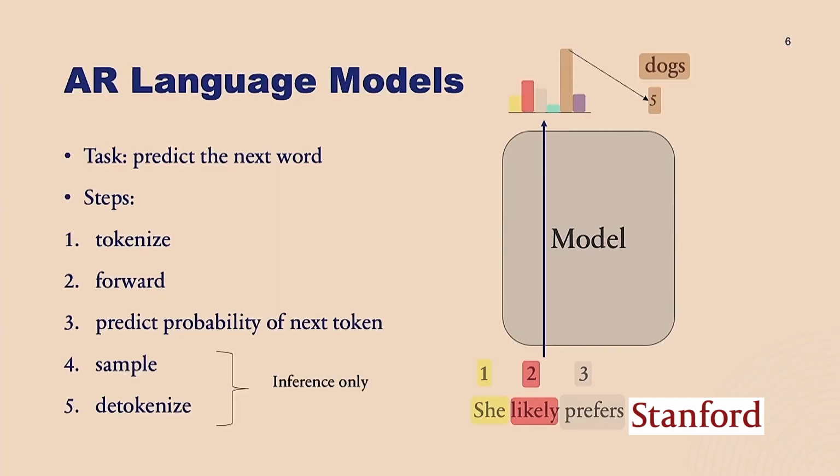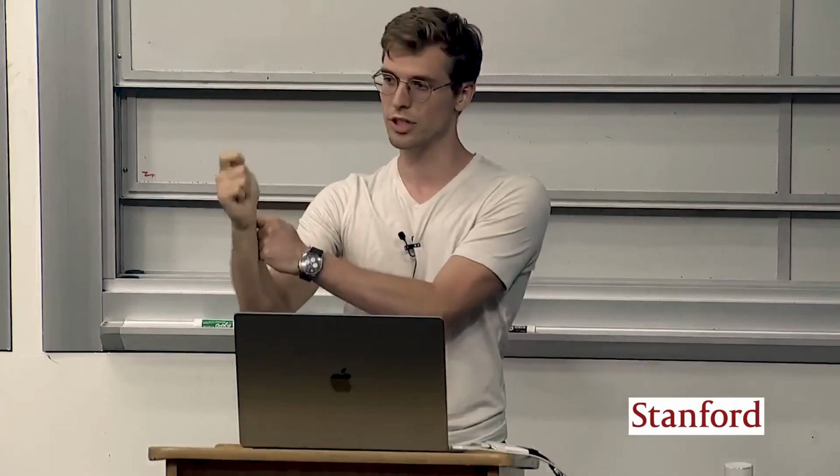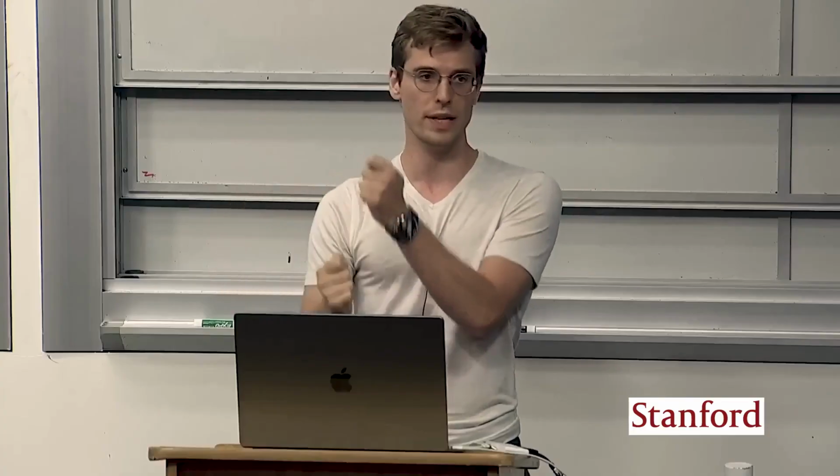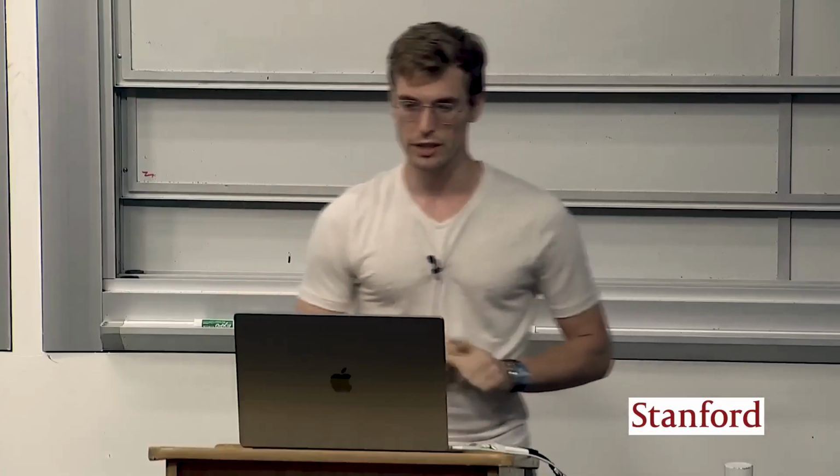One thing which is important to note is that the last two steps are only needed during inference. When you do training, you just need to predict the most likely token, compare it to the real token which happened in practice, and then change the weights of your model to increase the probability of generating that token.